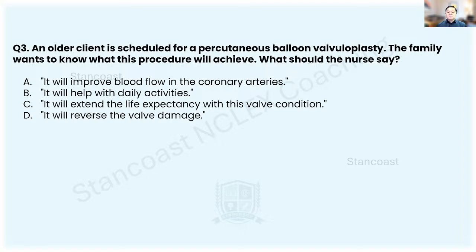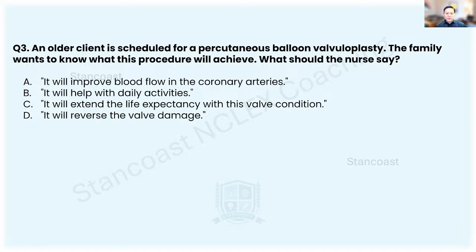Is it A, it will improve blood flow in the coronary arteries? B, it will help with daily activities? C, it will extend the life expectancy with this valve condition? Or D, it will reverse the valve damage? Valvuloplasty. Remember about that procedure, that it will involve the insertion of a catheter and also a balloon into that area where the valve has become stiff. It will open up that valve.